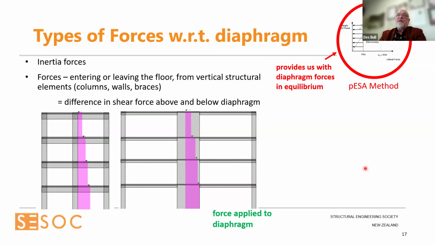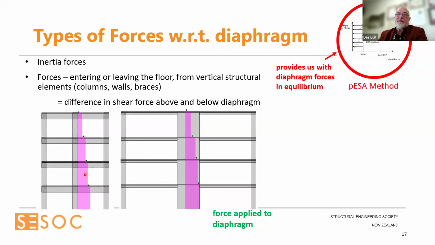Types of forces with respect to the diaphragm. We've talked about the inertia and forces from the vertical system. But the forces that are coming into the diaphragm are the difference in the shear force diagrams above and below the diaphragm in the element.